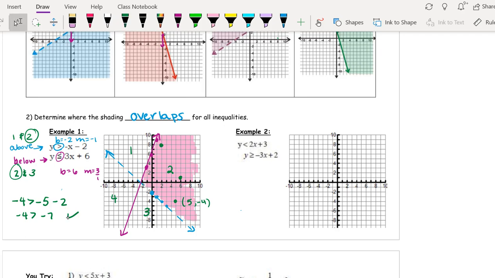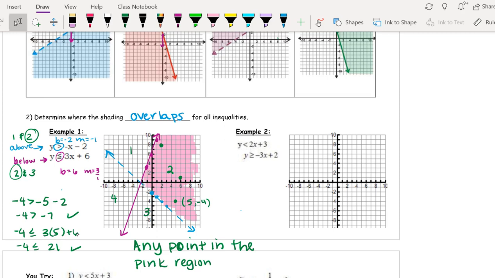If I do the other way, -4 is less than or equal to 3 times 5 plus 6. Well, that's -4 is less than or equal to 21. Yeah, -4 is less than 21, so that's a true statement. So any point in the pink region is a solution.